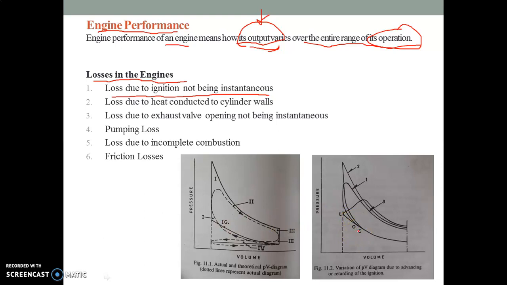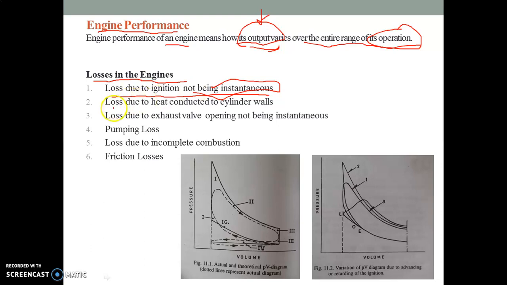When however ignition takes place earlier than the optimum, diagram 2 is obtained. Likewise, shape 3 is also obtained, in case of ignition occurring later than the optimum. Accordingly, the change in the area of the pressure volume diagram, and hence the power loss, will depend upon the instant when the ignition occurs. So that's why ignition not being instantaneous is the cause of this loss.